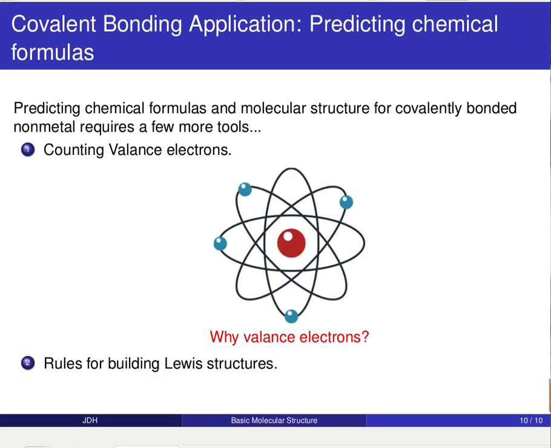Okay, and so what we're going to need, which we've talked about valence electrons before, is a set of rules for building covalently bound structures that involves a sharing of electrons. And these structures are called Lewis structures. And so what we're going to have to develop in the next lectures are rules for building these so-called Lewis structures to be able to predict chemical formulas for covalently bound compounds.